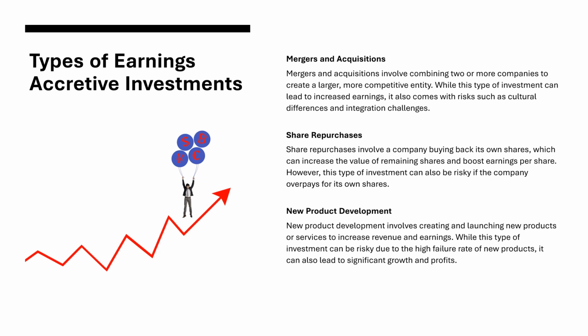Types of earnings accretive investments. Mergers and acquisitions. Mergers and acquisitions involve combining two or more companies to create a larger, more competitive entity. While this type of investment can lead to increased earnings, it also comes with risks such as cultural differences and integration challenges. Share repurchases. Share repurchases involve a company buying back its own shares, which can increase the value of remaining shares and boost earnings per share. However, this type of investment can also be risky if the company overpays for its own shares.